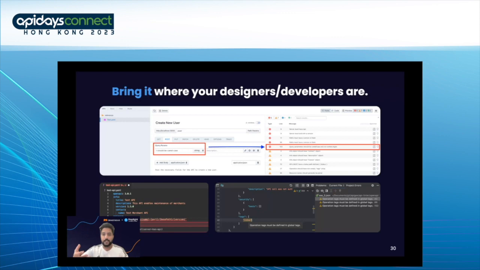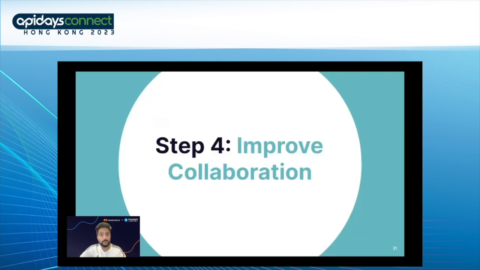And bring it where your designers or developers are. So rather than making it a separate document, if you enforce it as part of your IDEs, be it the Stoplight Studio that helps you design APIs, or VS Code, whatever you use, you can bring those style guides right within it so that you see those linting errors right there, reusable components accessible right there itself, and that makes it much easier to use, getting back to the principle of making things easier to use themselves. Next step would be to improve collaboration.